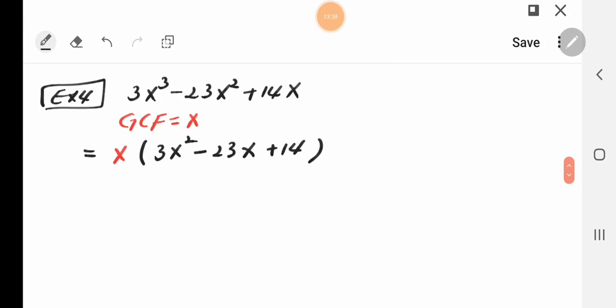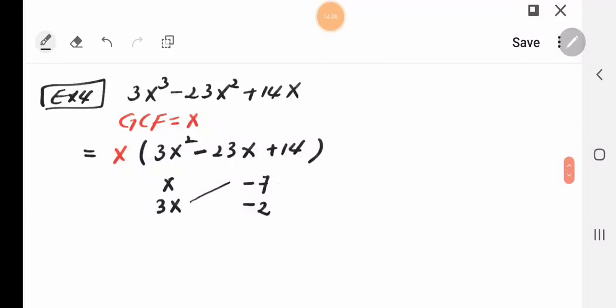Okay, from this trinomial, let's find the right pairs. So the first term is x times 3x. And the 14 can be 2 times 7 or 7 times 2. So why don't we try 7 times 2? And then the result has to be negative, so why don't we put both negative? Because negative times negative is positive. So negative 7 times negative 2 is positive 14.